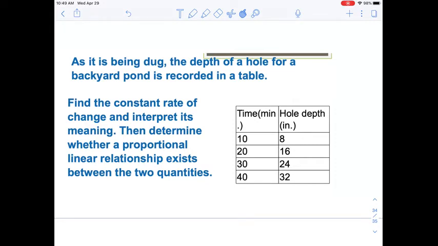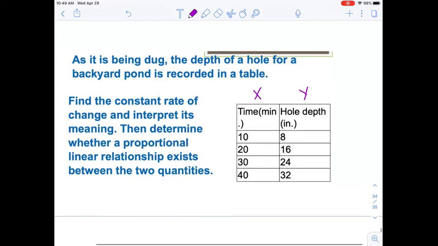As it is being dug, the depth of a hole for a backyard pond is recorded in a table. Find the constant rate of change and interpret its meaning. Then determine whether a proportional relationship exists between the two quantities. So there's a few things that we have to do here. The first is find the constant rate of change. So I'm going to label this to make it easier for myself. This is x and y. Find the rate of change.